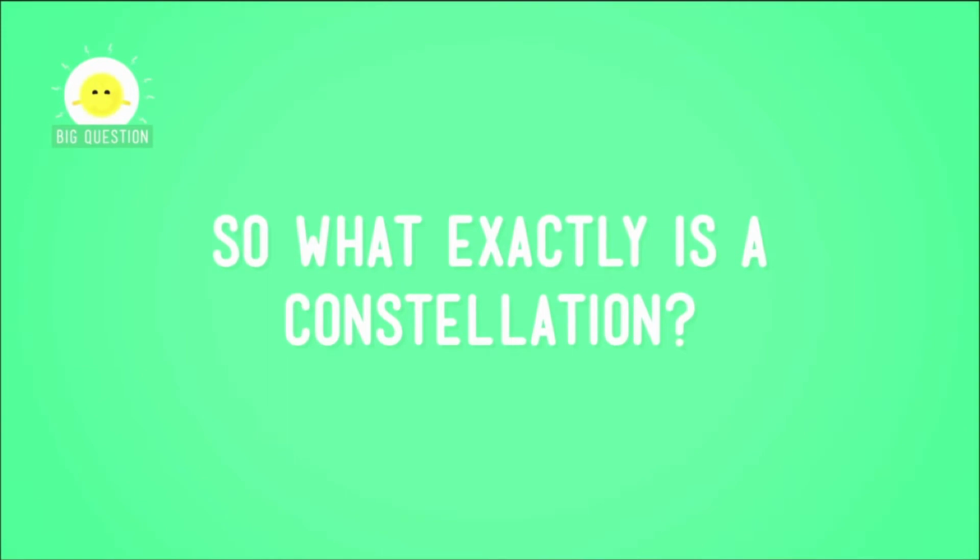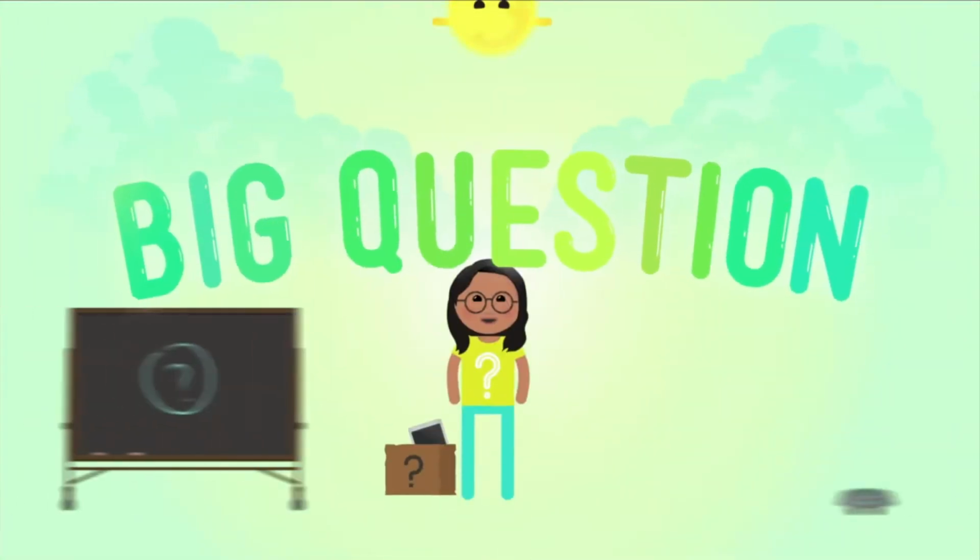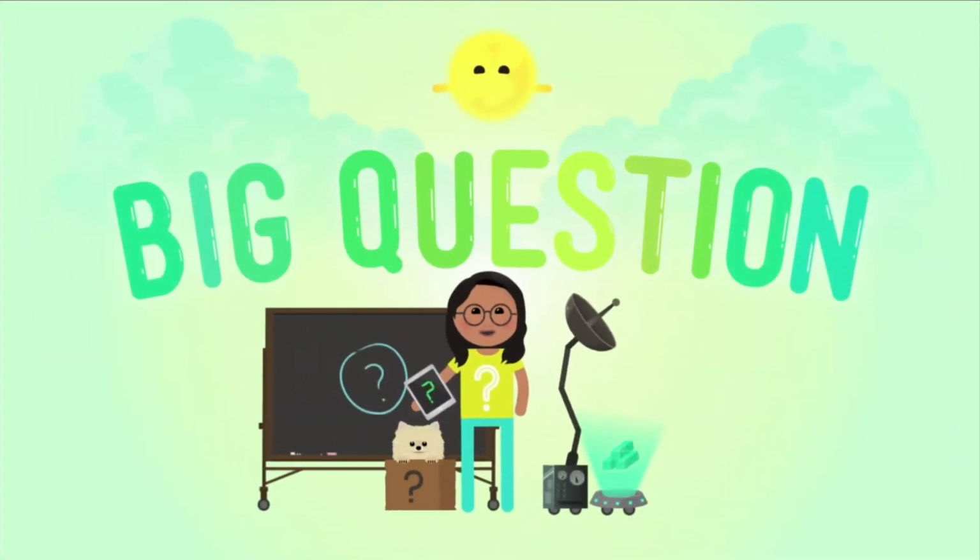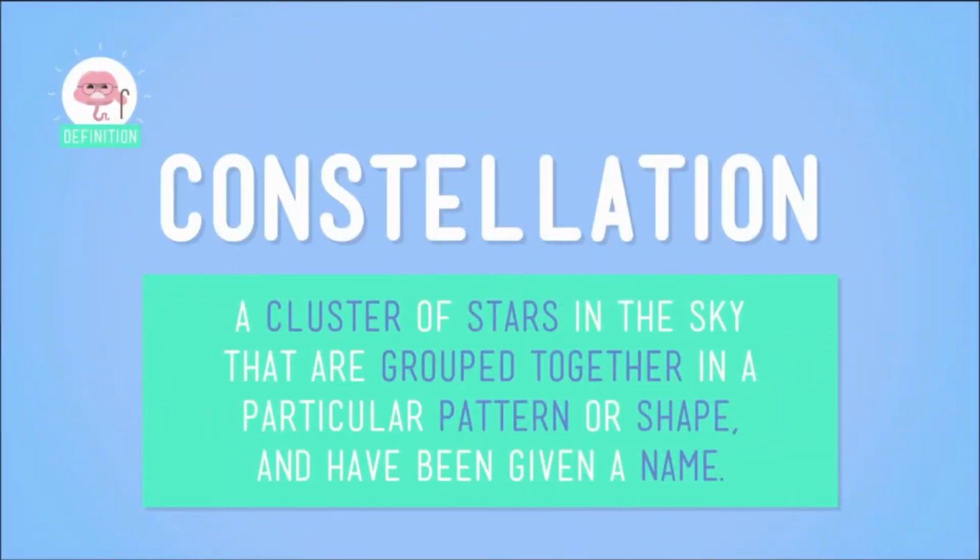So, what exactly is a constellation? A constellation is a cluster of stars in the sky that have been grouped together in a pattern or shape and have been given a name.